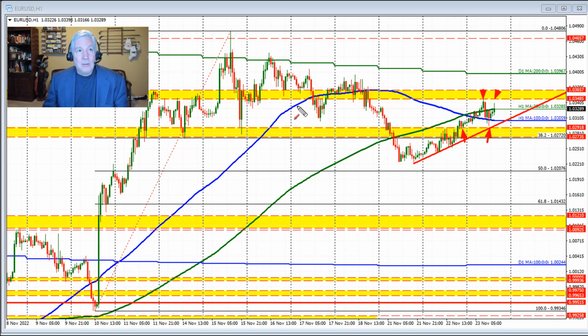So be on the lookout for these yellow areas. You can see the different support and resistance levels through here and why they are important, and look for the breaks if you so choose.